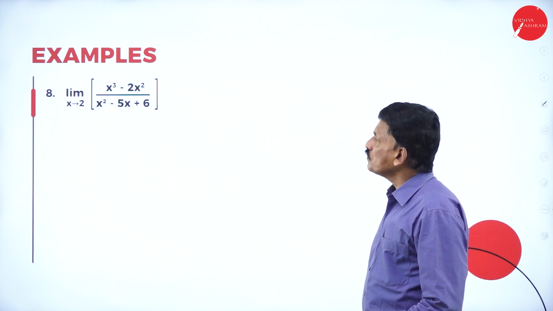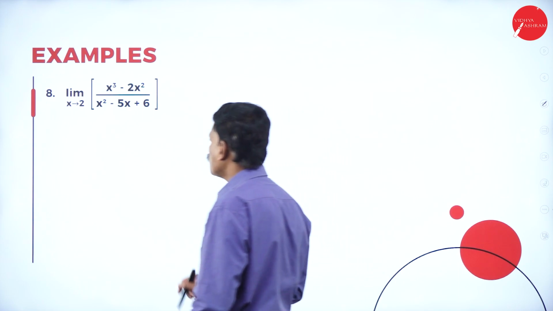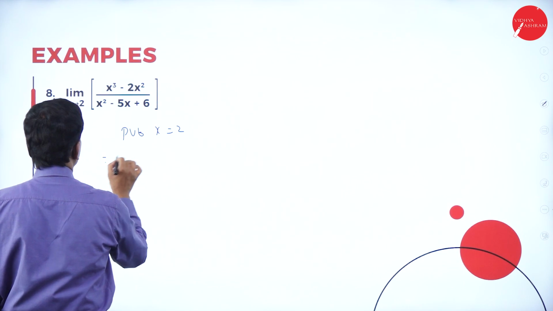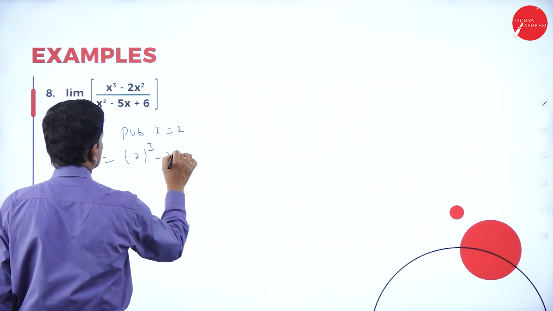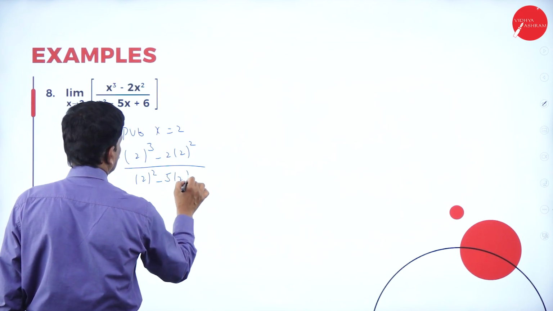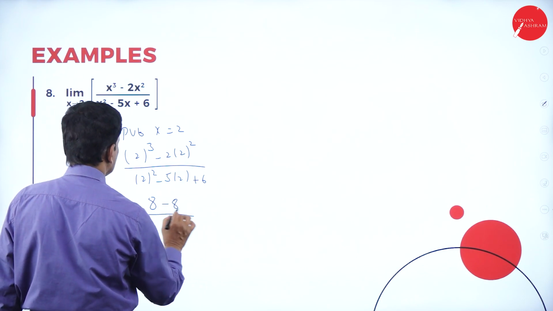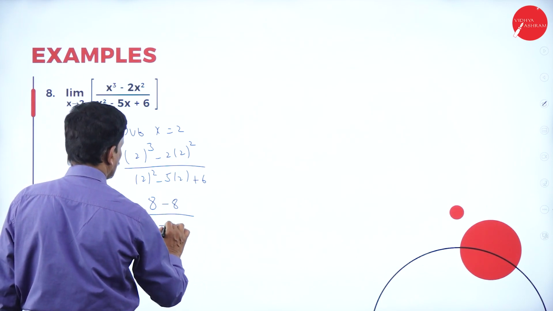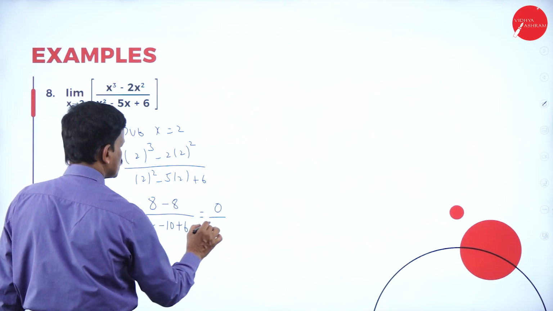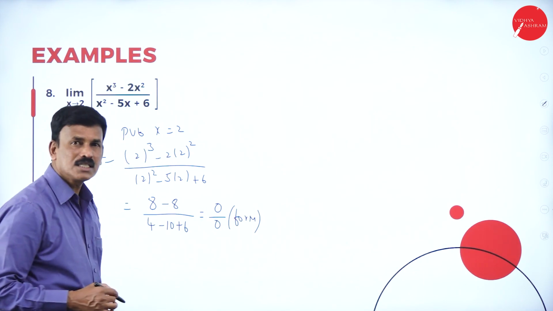Evaluate the limit x tends to 2 of (x cube minus 2x square) divided by (x square minus 5x plus 6). Now put x equal to 2. What happens? This is 2 cube minus 2 into 2 square divided by 2 square minus 5 into 2 plus 6. 2 cube is 8. 2 square is 4, 2 fours are 8. Divided by 2 square is 4, 5 twos are 10, plus 6. So, 8 minus 8 is 0, 4 plus 6 is 10, minus 10 is equal to 0. Again, this is 0 by 0, which is an indeterminate form.